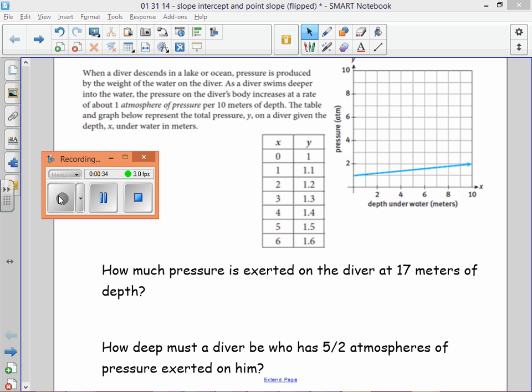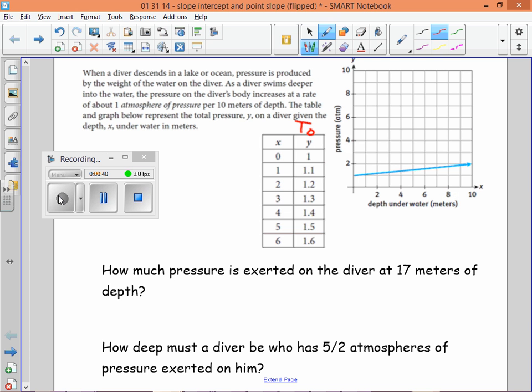The table and graph below represent the total pressure, which is represented by Y, so I'm going to stop and write total pressure, so I know what Y is, on the diver given the depth X in meters, okay? And I'm going to stop and write depth for X, so that I know what these X and Y represent. So I've got depth and total pressure, and you should have that on your note sheet as well.